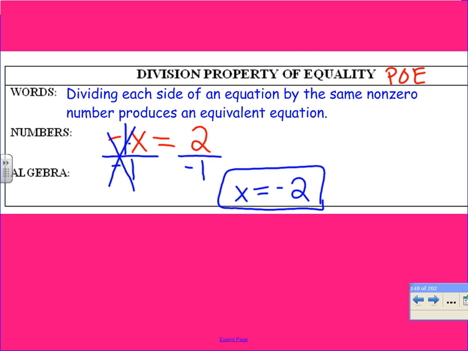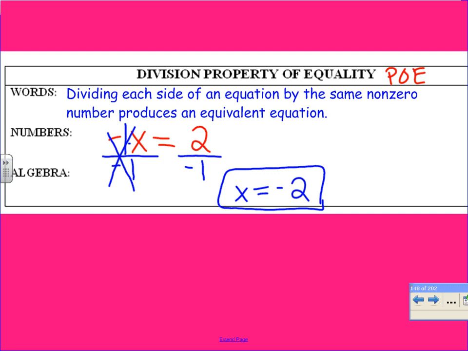Annalise. It's right here. I didn't get rid of the x. I got rid of the negative 1. No, only on a problem like that. Okay. Emma? Yes, you may.